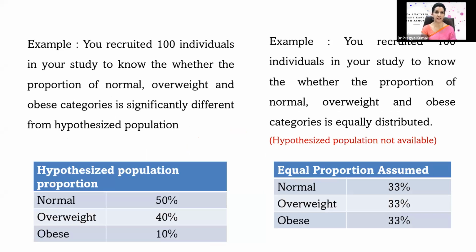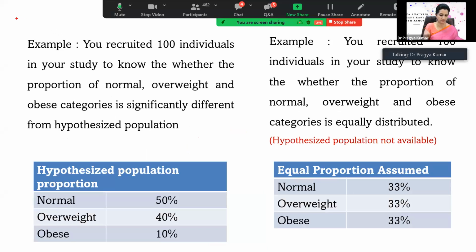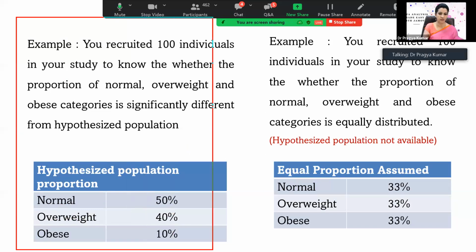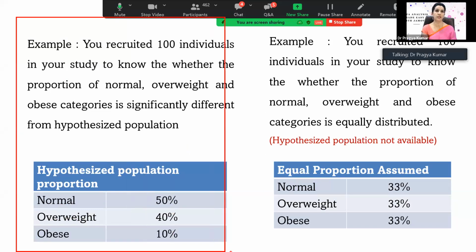As for example, in this case, you can see, I am focusing now on this part. Suppose you recruited 100 individuals in your study to know whether the proportions of normal, overweight, and obese categories are significantly different from the hypothesized population. And in this case, you know that the hypothesized population proportion of normal is 50%, overweight is 40%, and obese is 10%.